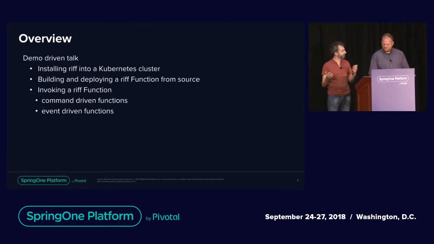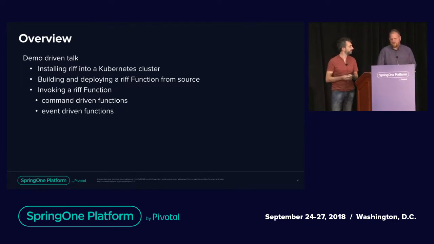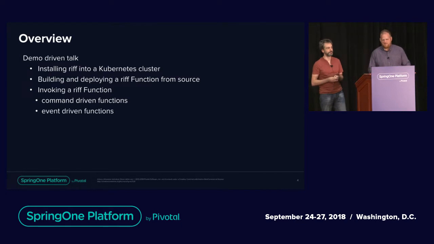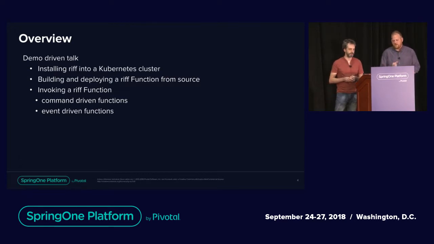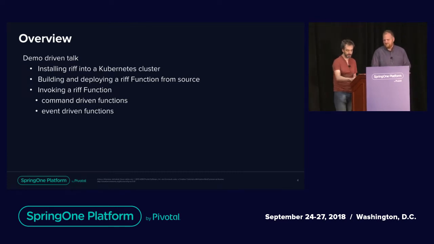So what are we going to show today? Quickly, we're going to start with just a blank Kubernetes cluster. We'll install Riff into it. We'll build and deploy a couple of new functions. We'll wire them together. So we'll invoke those functions both as commands, as well as have events that trigger those function invocations. Okay, let's see if we can do that.